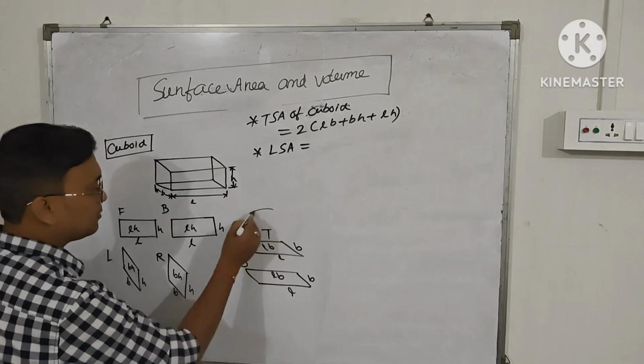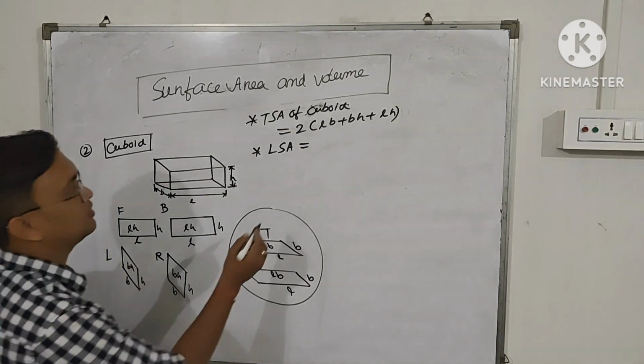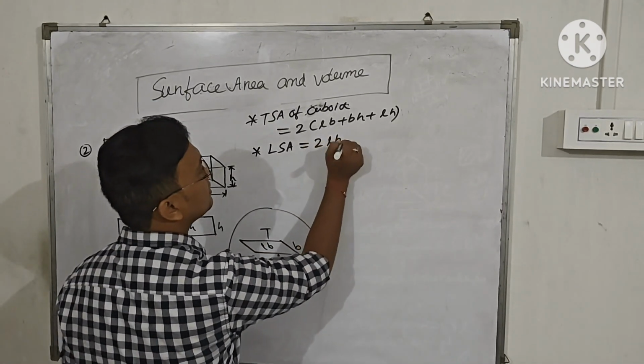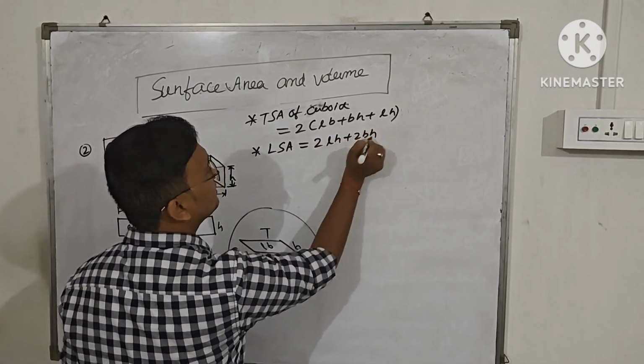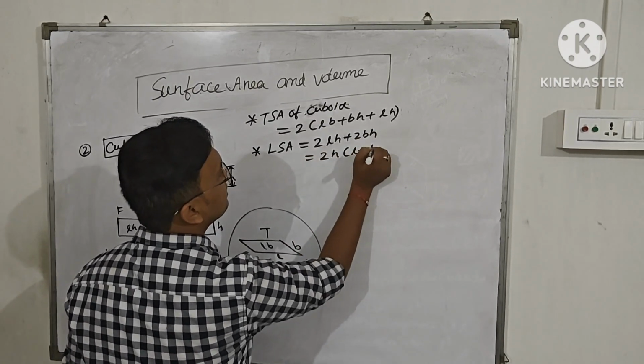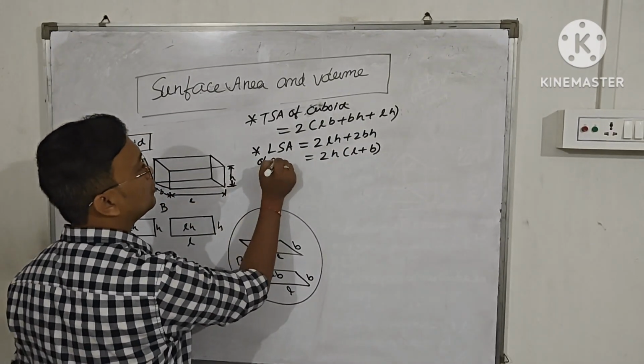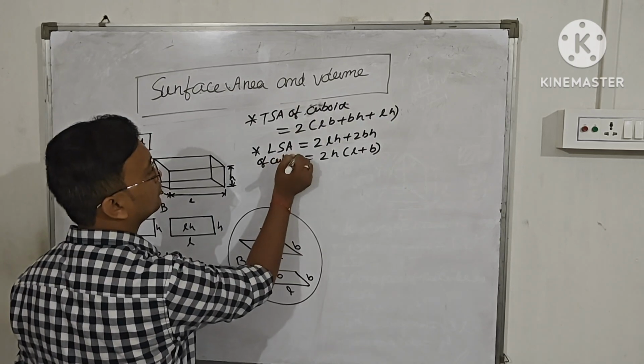So top and bottom will be excluded. So what is left? LH, LH, BH, BH. So twice of LH plus twice of BH. Take 2H as common, inside this we have L plus B. So this is the lateral surface area of a cuboid.